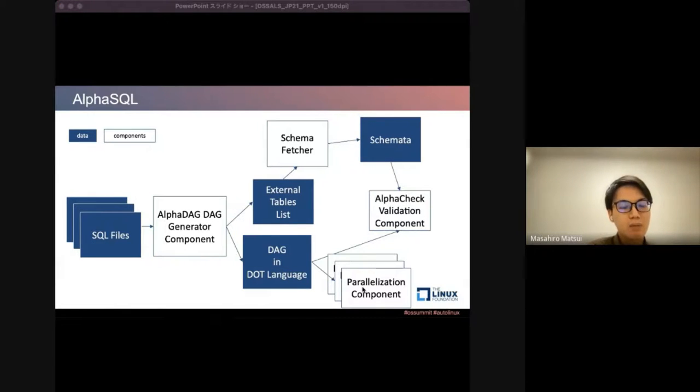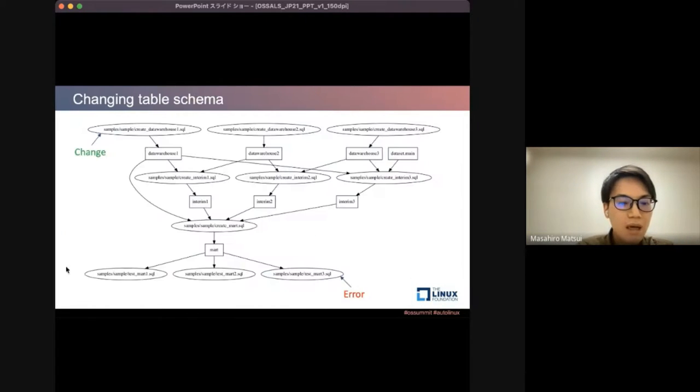Next, as a last important component, I would like to explain the AlphaCheck component for validation of SQL and data for the whole dependency graph. As I already noted, the validation of SQL and data is the problem of the whole dependency graph, because errors can occur between the whole graph. So the AlphaCheck component checks the SQL queries in the order of dependencies and validates the whole dependency graph by virtually creating tables.